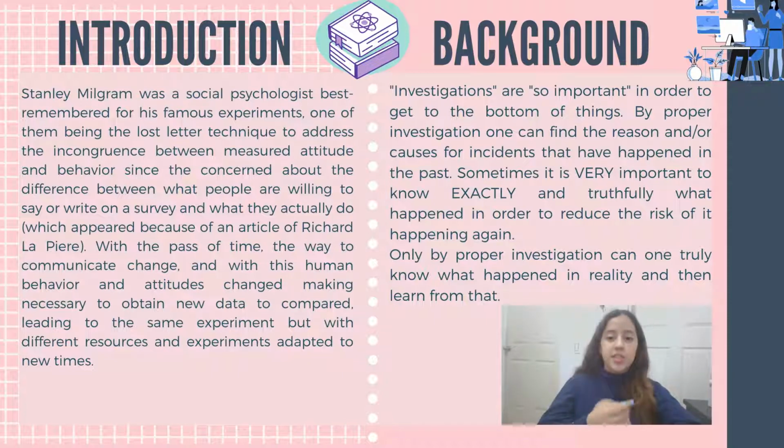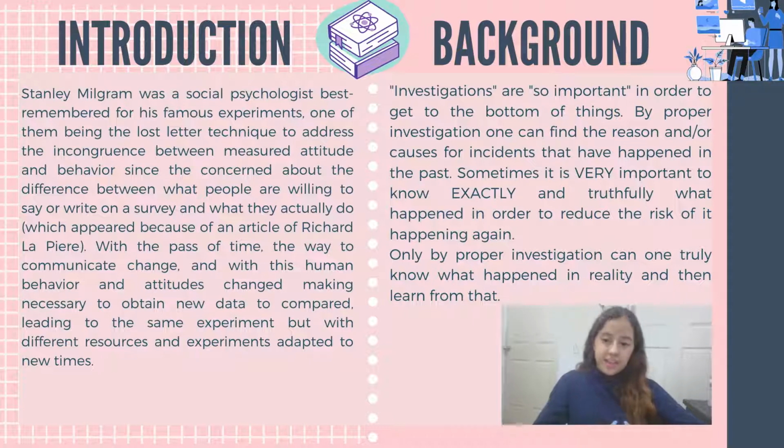Now we're going to give you a brief introduction. Stanley Milgram was a social psychologist best remembered for his famous experiments, one of them being the lost letter technique to address the incongruence between the measured attitude and behavior, since they concern the difference between what people are willing to say or write on a survey and what they actually do. With the passing of time, the way to communicate changed, and with it human behavior and attitude changed, making it necessary to obtain new data to compare, leading to the same experiment, but with different resources and experiments adapted to new times, like the times we are in right now.